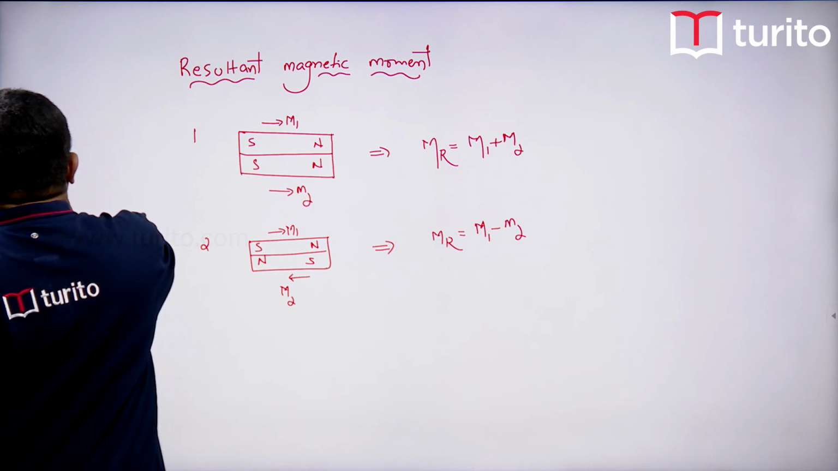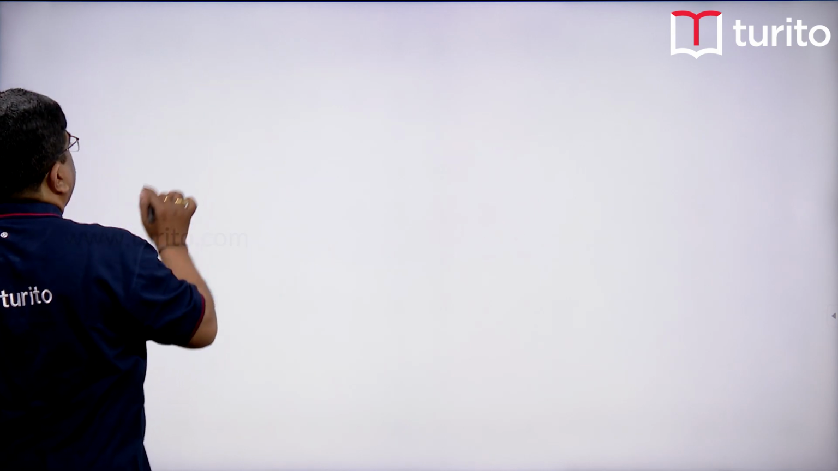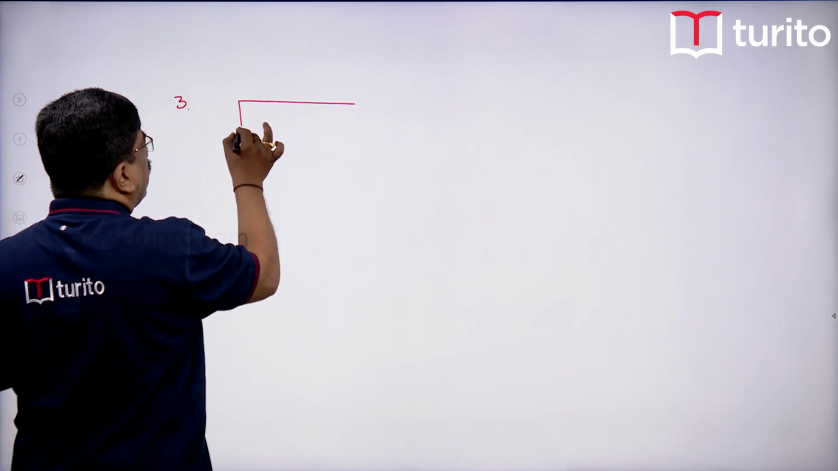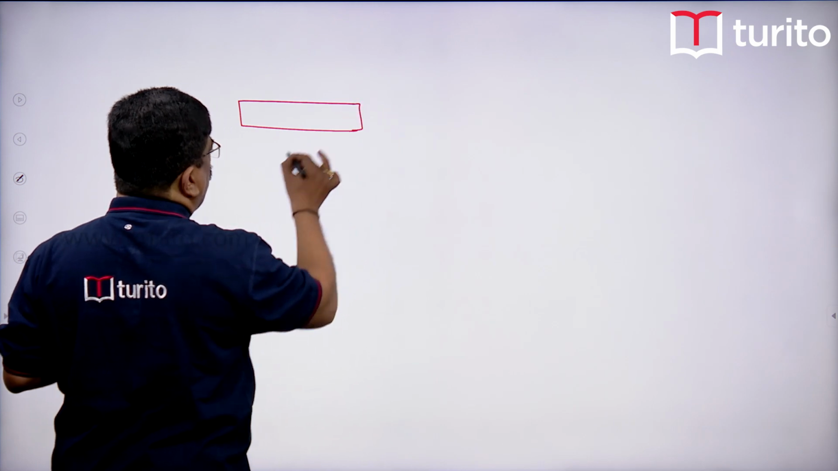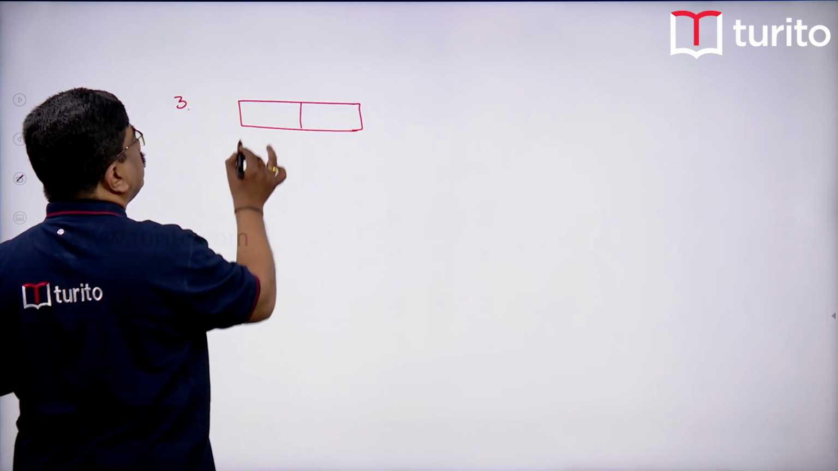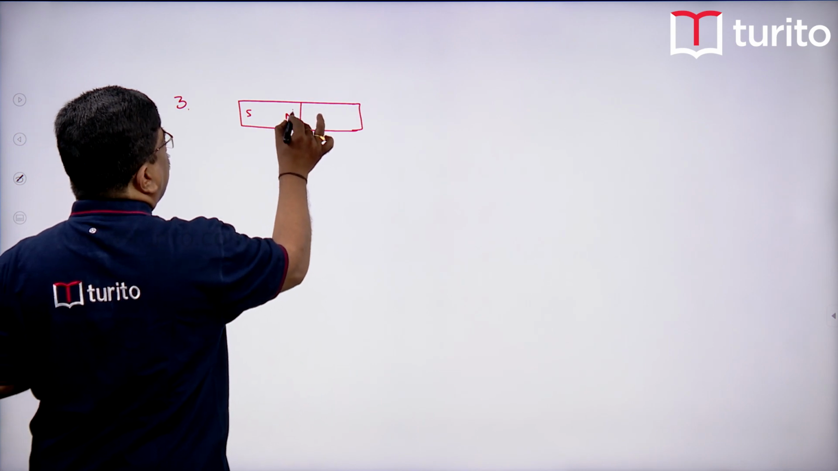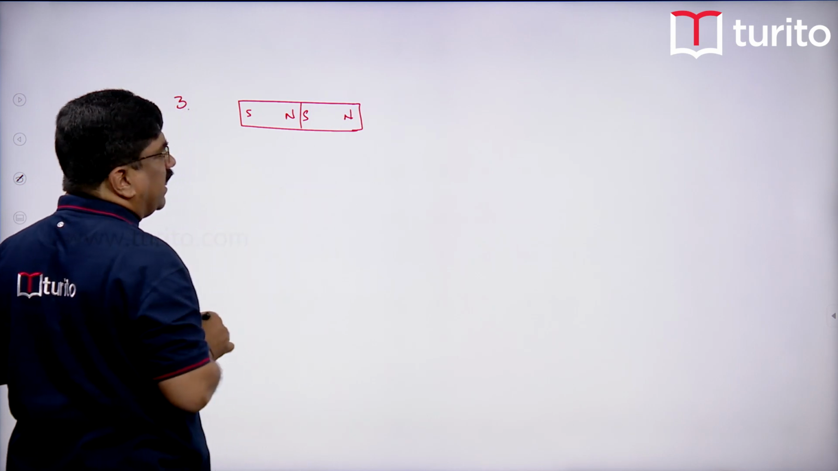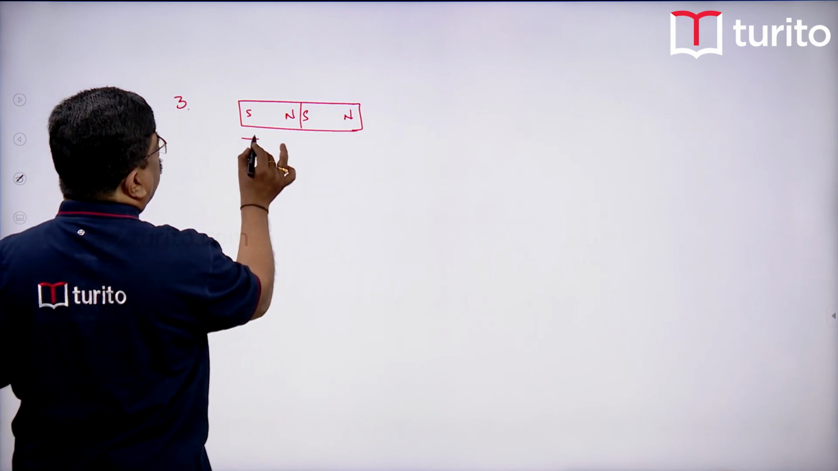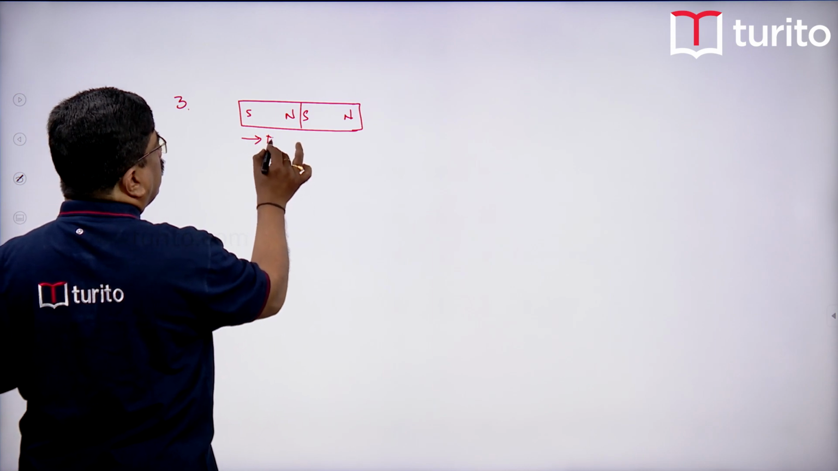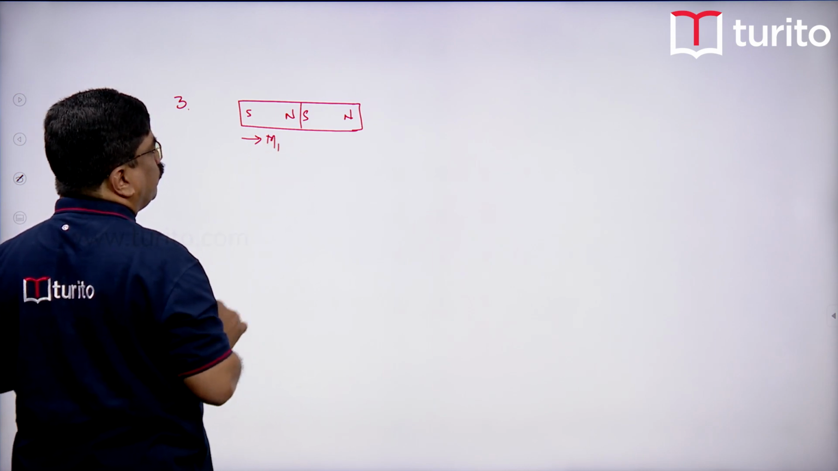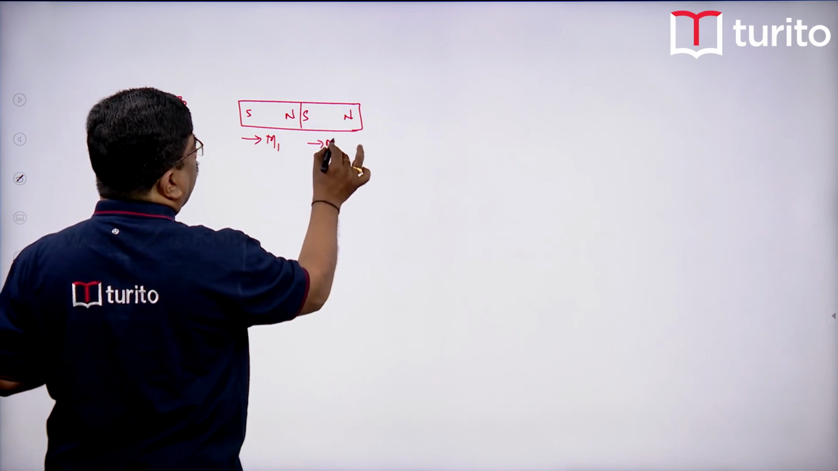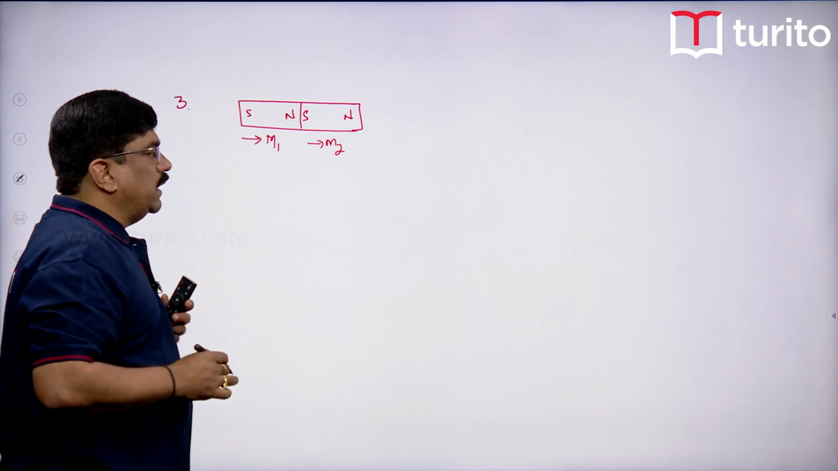This is the second case, and after that, third case. Regarding the third case, here 2 bar magnets are arranged like this, side by side. Earlier one over the other, now side by side. This is south pole, this is north pole for the first magnet, this is south pole and this is north pole for the second magnet. For the first magnet, magnetic moment south to north is m1. For the second one, magnetic moment is from south to north, let us suppose m2.